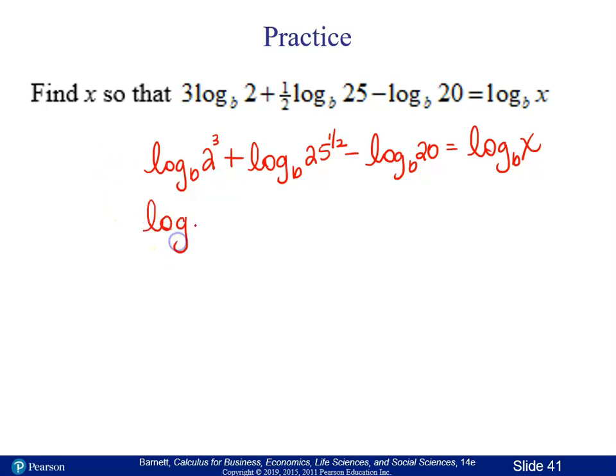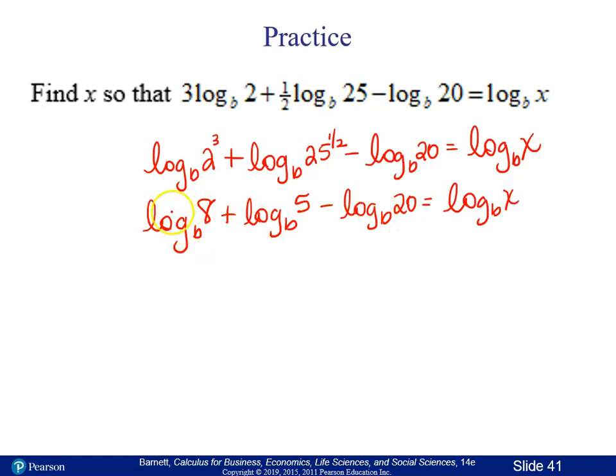Okay, let's clean this up a little bit. So 2 to the third would be 8. 25 to the 1/2, that's the square root of 25. That's going to be 5. Just recopy in here.